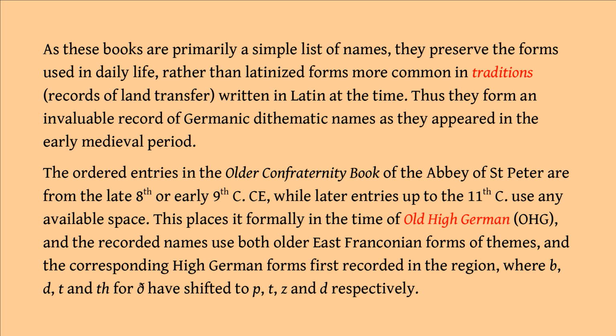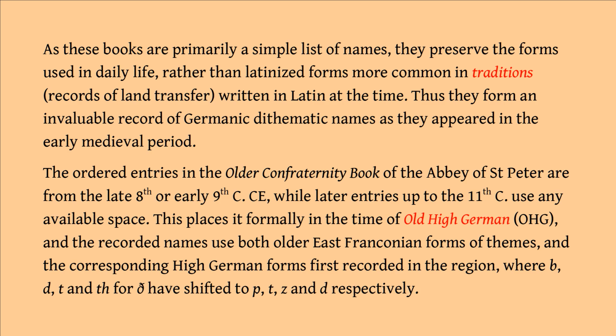As these books are primarily a simple list of names, they preserve the forms used in daily life, rather than Latinized forms more common in traditions, records of land transfer, written in Latin at the time. Thus they form an invaluable record of Germanic dithematic names as they appeared in the early medieval period.